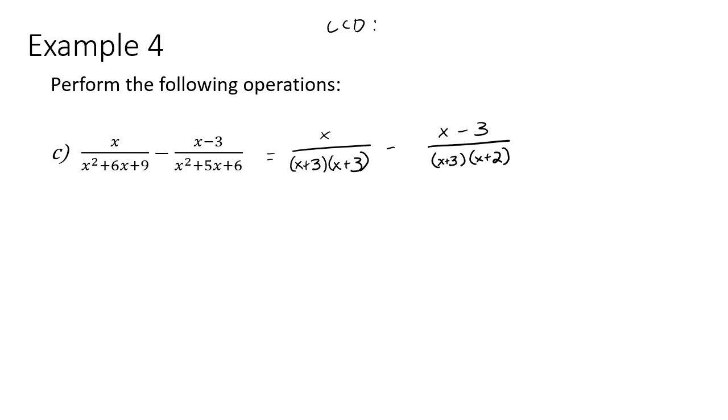So let's take a look at what we're working with. This denominator here, x plus 3 times x plus 3, is x plus 3 squared. Or you could leave it factored out. That's also fine.